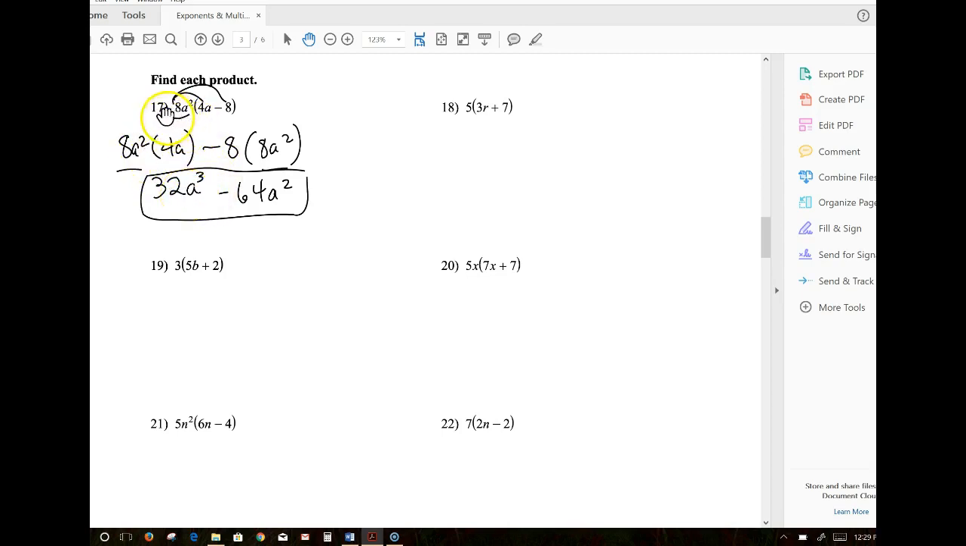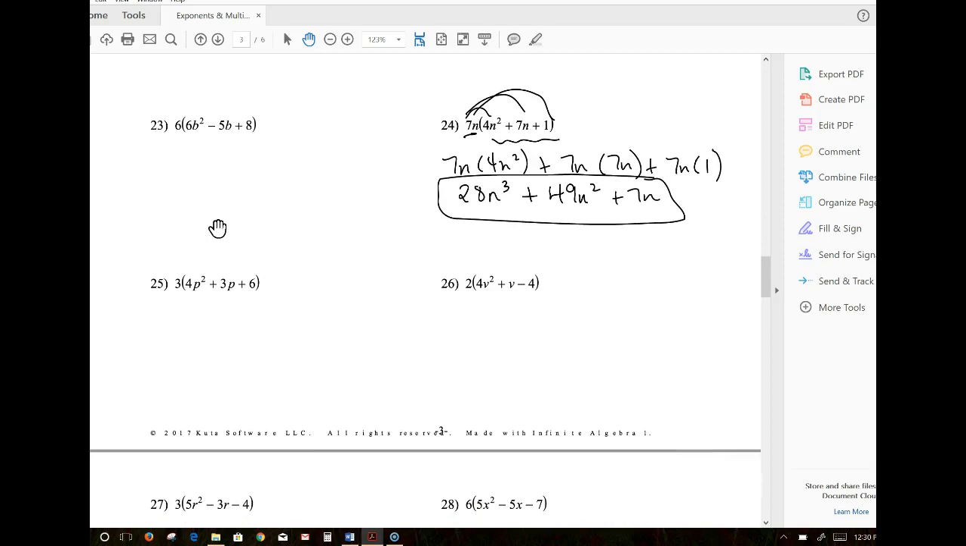Next, we're doing 8a squared times negative 8. 8 times negative 8 is negative 64. A squared. The negative 8 doesn't have a variable, so the a squared doesn't change. These are not like terms because this is a cubed, this one is squared, therefore we can't add or subtract them. We can't actually combine them. So we're left with 32a cubed minus 64a squared. Let me know if you have any questions about that problem.